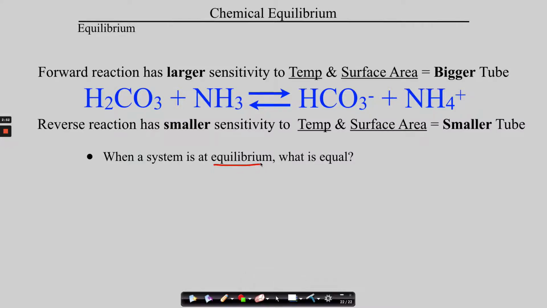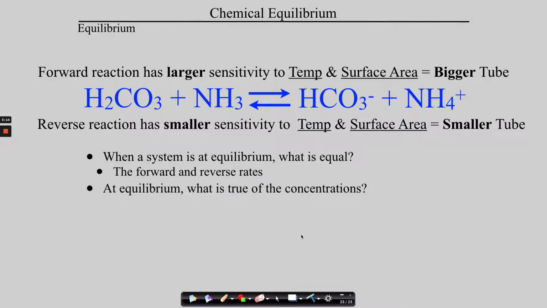Equilibrium is a state at which the forward and reverse rates are equal. So the speed at which the reactants are forming products and the speed at which the products are forming reactants is equal. Those rates are the same. And when we hit that, we're at equilibrium. Then we also know that at equilibrium, the concentrations of our reactants and our products are constant. Concentrations are constant. They are unchanging.